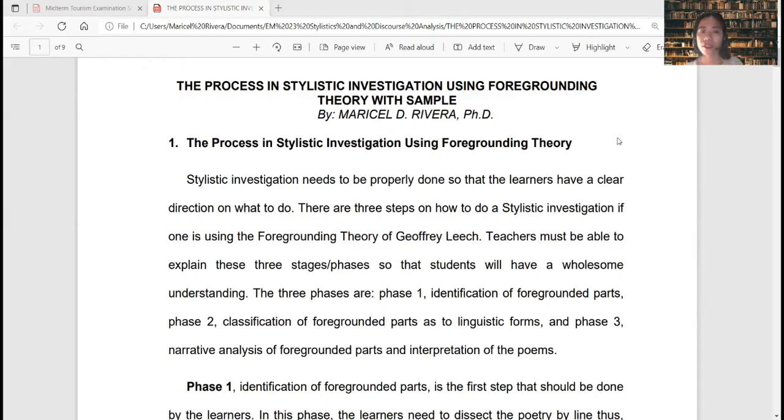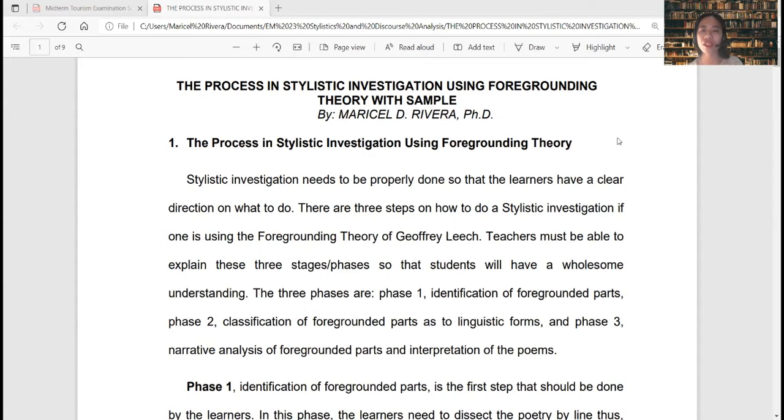There are 3 steps that I proposed in this material, and that is, of course, 3 phases, and I basically look into first the foregrounding theory of Geoffrey Leach. We must be able to know what these 3 phases are, and these are the following. Phase 1 is identification of foregrounded parts. Phase 2, classification of foregrounded parts as to linguistic forms. And phase 3 is we will do the narrative analysis of foregrounded parts alongside its interpretation.